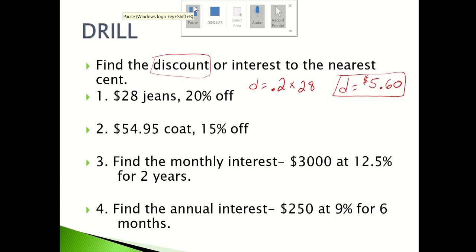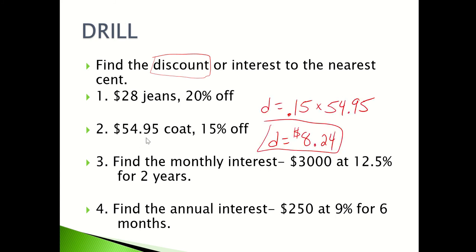All right, let's take a look at the next one. A $54.95 coat that is 15% off. Again, we are finding the discount, the dollars that are taken off of the original price. So we want to find 15% of, that means we're going to multiply $54.95. We multiply and we get $8.24. I did have to round to the nearest penny here.